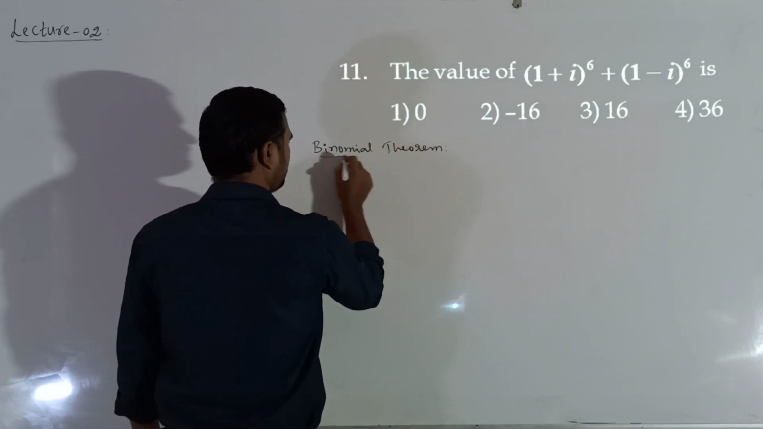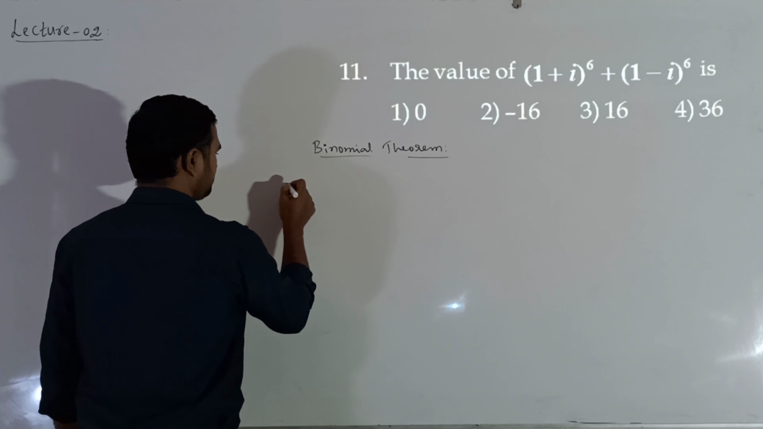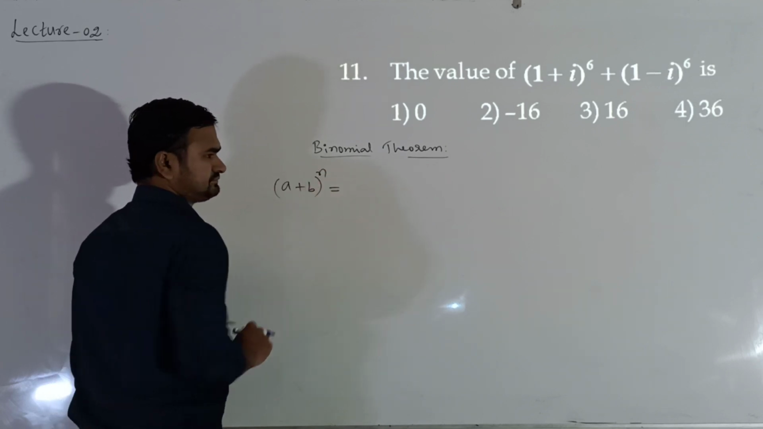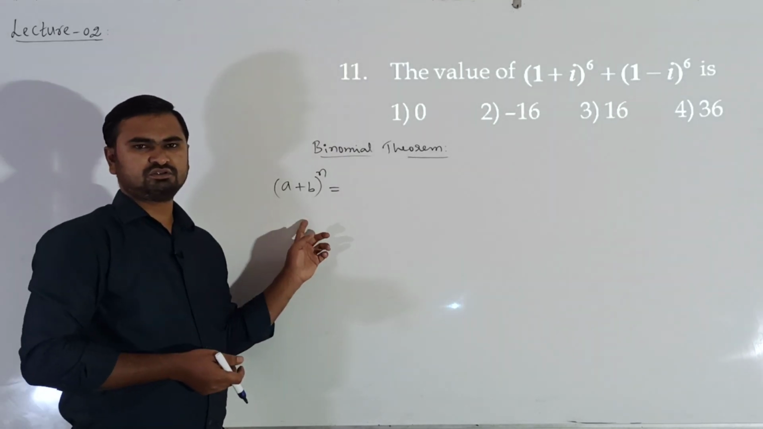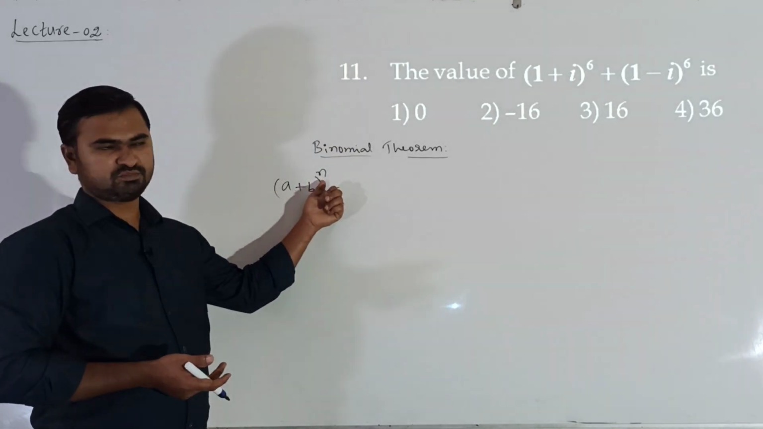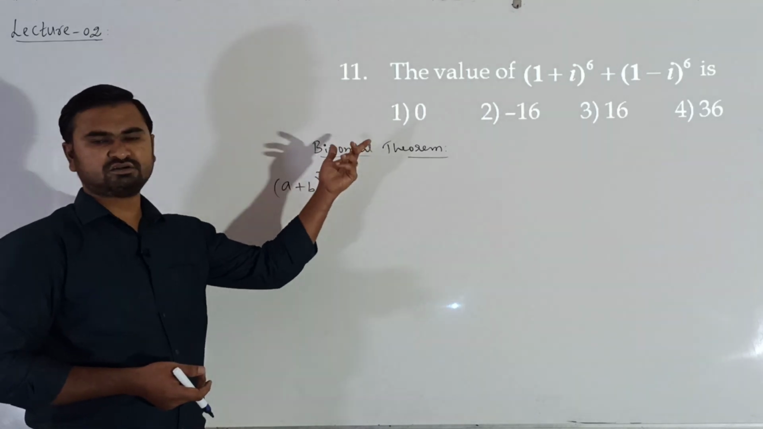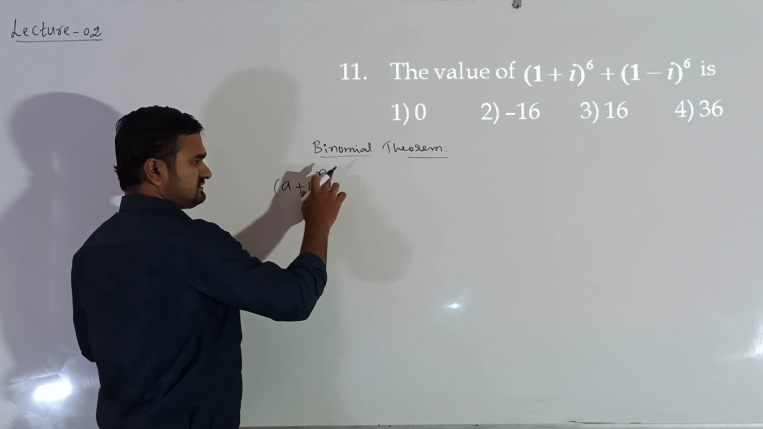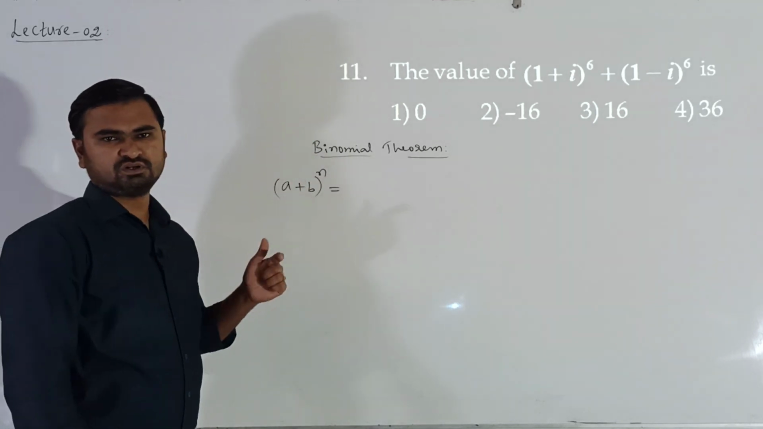This is called the binomial theorem. If I have the expansion of (a + b)^n, here n can be any positive integer, maybe it is 6 or 10 or 20. Whenever we have higher powers, we will use this binomial theorem to expand.